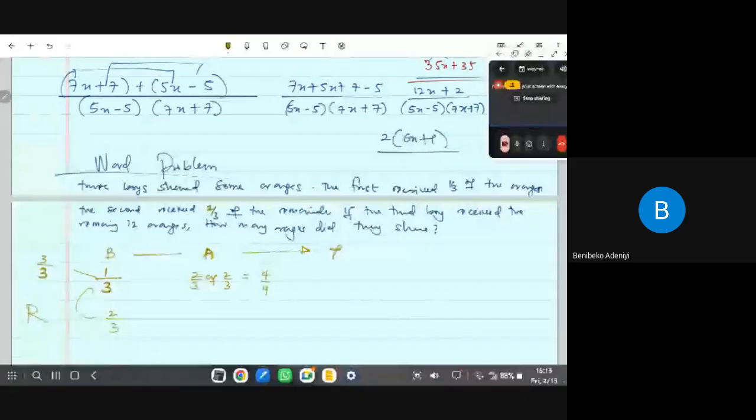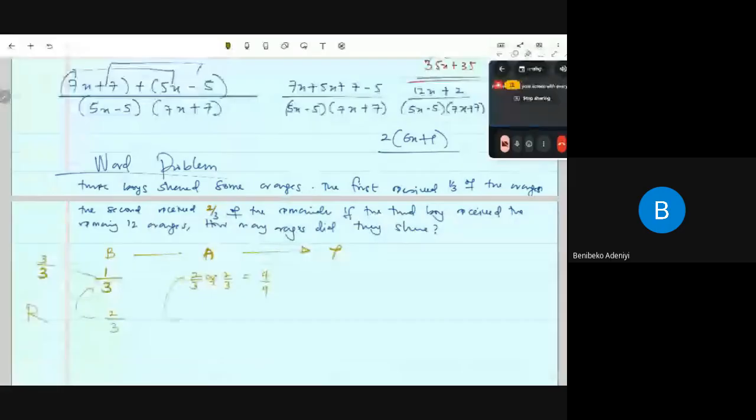Do we get it? So the second guy collected 2 over 3 of the remainder. Is that clear, guys? So in this case, what is remaining for this guy? He's right for 1. What is remaining? What's the remaining, guys?